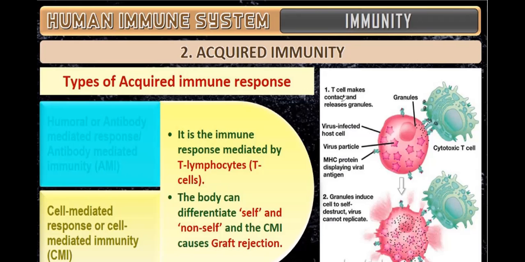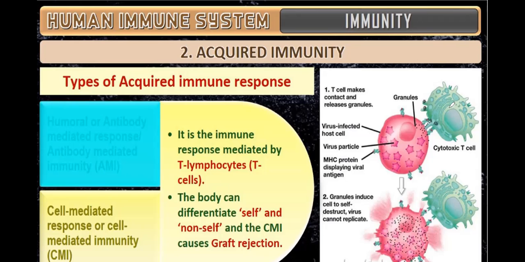So the T cell makes contact and releases granules. There are some granules being released. This is the host cell, and this host cell is infected with the virus. There are virus particles here. The major histocompatibility complex is a protein displaying viral antigen. Granule-induced cell self-destruction means the virus cannot replicate.